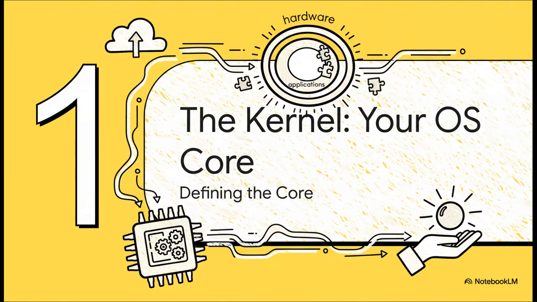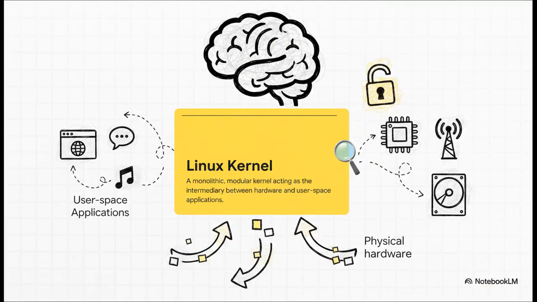Okay, so we have this big picture idea of the kernel as the city's infrastructure. Now let's zoom in a little bit and get a bit more specific about what this core really is and what it does. Whoa, okay, that's a mouthful, right? Let's just break that down real quick. Monolithic just means it's one big program, but modular means you can plug new pieces in, like drivers for new hardware. But the most important word on this whole slide is intermediary.